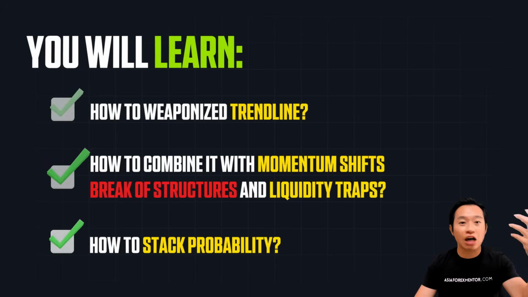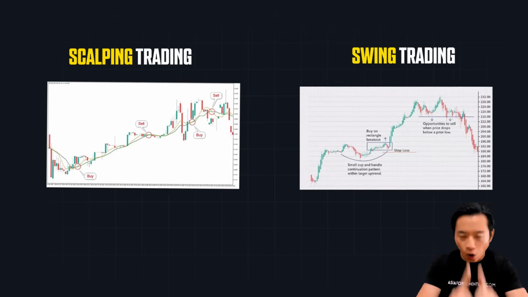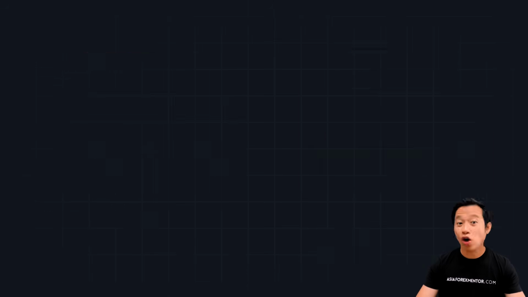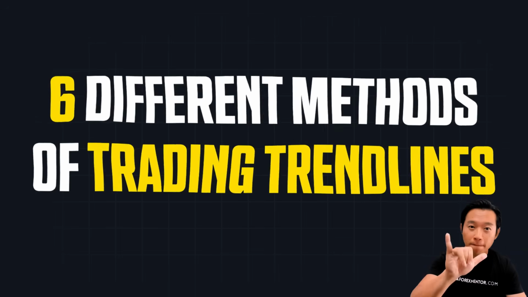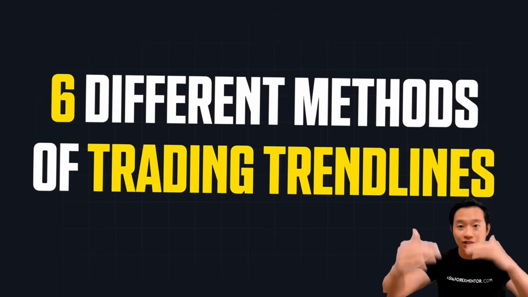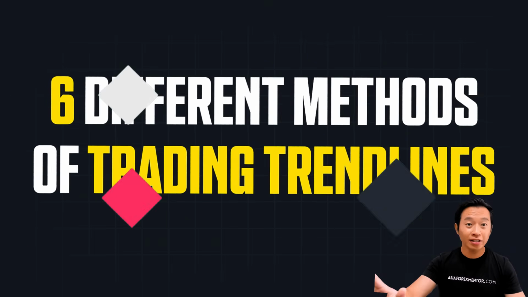So whether you are a scalper, right, or whether you are a swing trader, right, trend lines will always have a place if you know how to use them the right way, right? So I'm going to show you the 6 different methods of trading trend lines. So regardless of the different scenarios that you face in the market, you can use any one of the 6. Good?